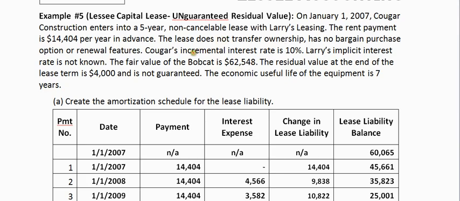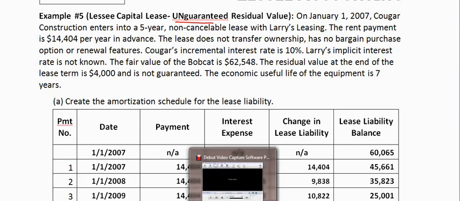Okay, now example number 5. We're going to go back to unguaranteed residual value, and I'm going to put a break in the video here. So this one will stop, and you can go to the next one.